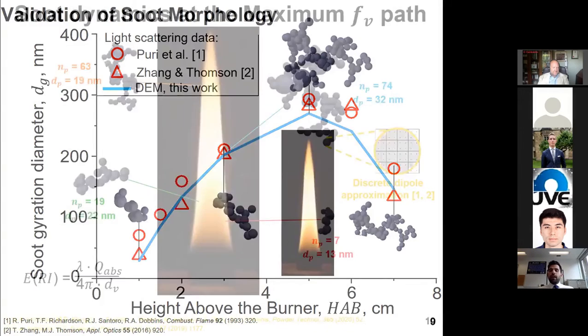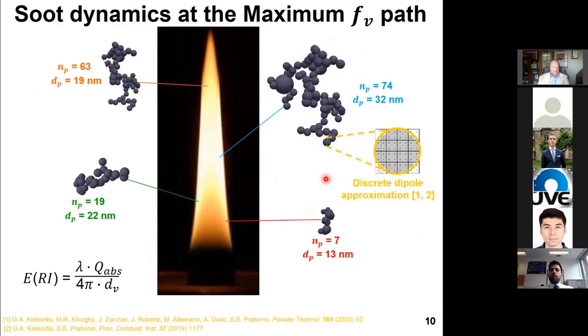So we used these realistic but simulated soot agglomerates as an input to discrete dipole approximation simulations. That way, we are able to obtain the variation of the soot absorption function in terms of the evolving soot morphology at the maximum volume fraction path of the Santoro diffusion flame. So here we divide essentially the absorption coefficient of soot agglomerates obtained by discrete dipole approximation by the volume equivalent diameter of these agglomerates.